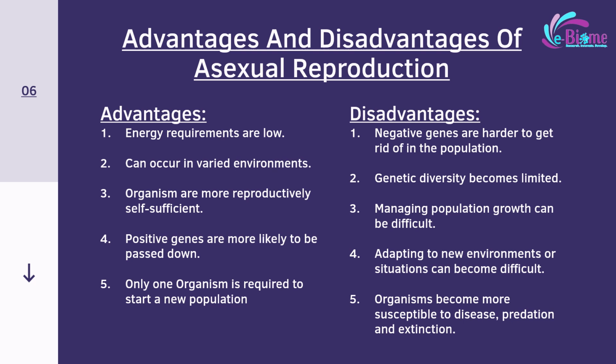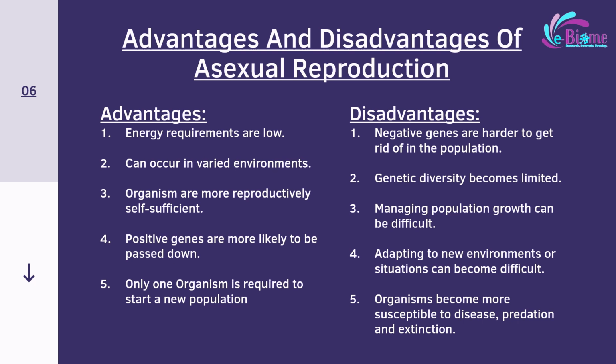Another disadvantage with this strategy is that managing population growth can become a problem. Since there's no restriction on an organism to reproduce, they can over-reproduce because they can reproduce at any time. This can cause a population to explode out of control, which can be a problem in and of itself.